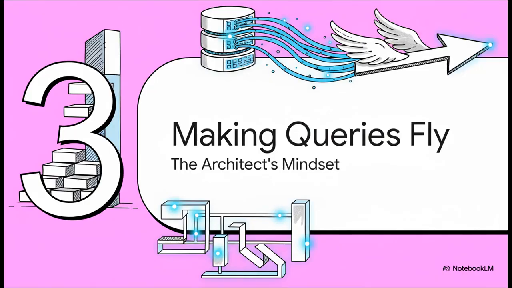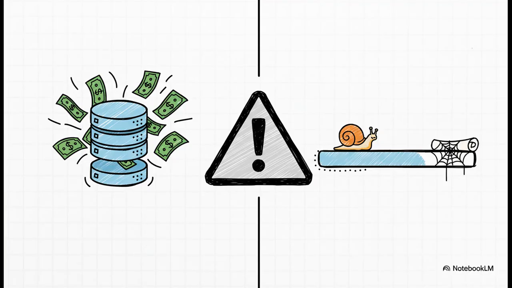But look, writing clean code, that's only half the battle. A true senior professional thinks like an architect. They design their queries not just to be correct, but to be fast. They design for performance. And here is exactly why that matters so much.